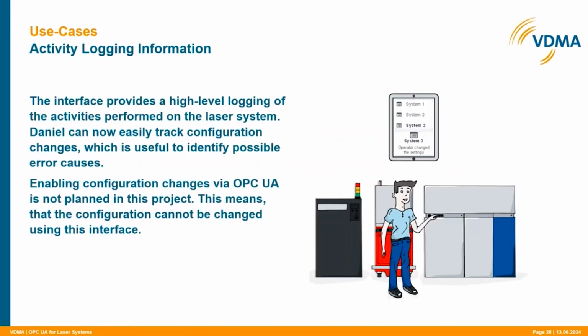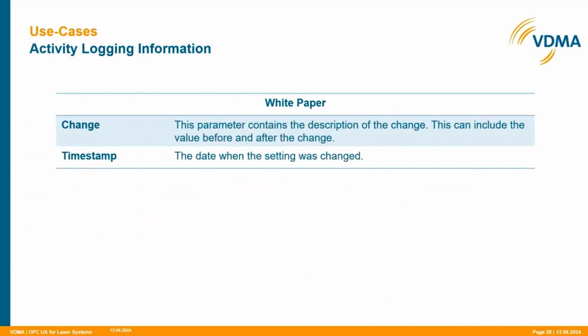For the use case activity logging information, this should help the maintainer to easily track configuration changes, which is useful to identify possible error causes. The parameter is change. This parameter contains the description of the change. This can include the value before and after the change, and also the timestamp.